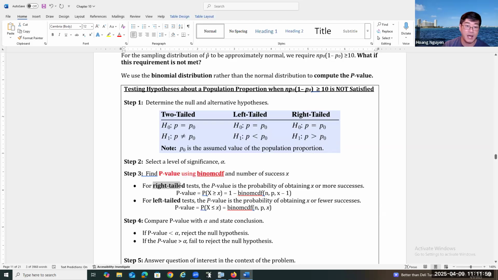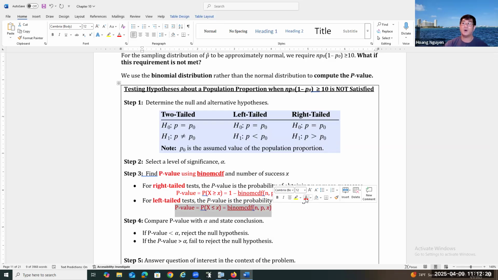If we have a right tail test, then this is how we calculate the p-value: the p-value is equal to 1 minus binomcdf of n, p, x minus 1. If it is a left tail test, then the p-value is equal to binomcdf of n, p, x. So if the sample size is small, you don't need to calculate the test statistic. We're just using a binomial distribution to calculate the p-values.